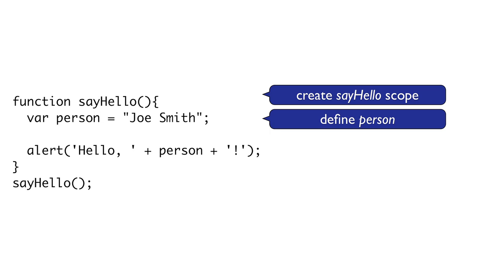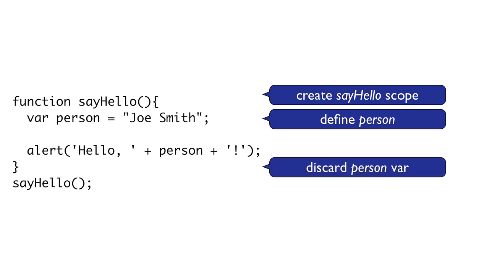When our call to sayHello completes, and we return back to the global scope, we no longer have any way to access the person variable, since it's only visible from inside the sayHello function. Since JavaScript knows that we can no longer access the person variable, it removes it from the system to save memory. This is known as garbage collection.